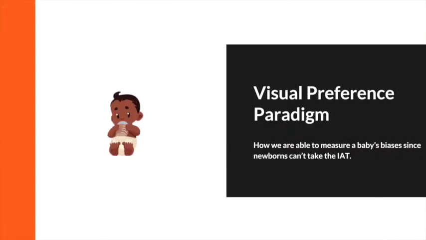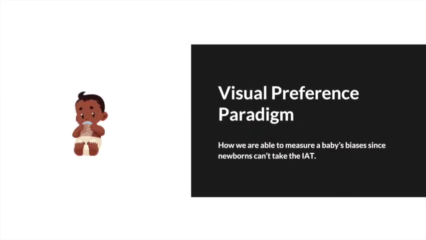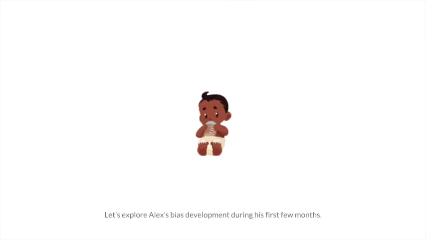The visual preference paradigm is how we're able to measure Alex's biases since newborns can't take the IAT. Newborns have been proven to be horrible at taking tests, and it has something to do with being 2 days old, I guess. However, they are excellent at looking at things. Let's explore Alex's bias development during his first few months.